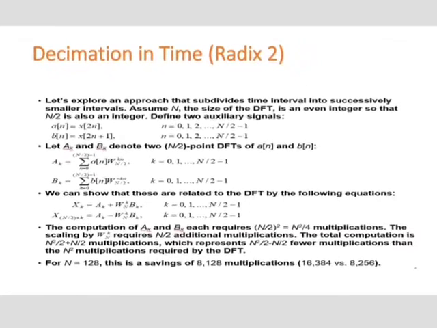We can show that these are related to the DFT by the following equations. So there are two equations. The computation of A[k] and B[k] each requires (N/2) square, equal to N square by 4, multiplications. The scaling requires N/2 additional multiplications. The total computation is N square by 2 plus N/2 multiplications, which represents N square by 2 minus N/2 fewer multiplications than the N square multiplications required by the DFT. For N equal to 128, this is a saving of 8128 multiplications.